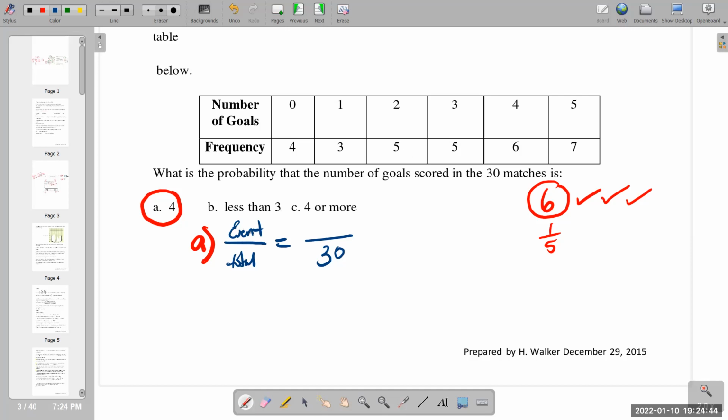And so we need to look at the event that we need to focus on. And they ask us for 4 goals. How much is 4 goals? 4. So we're going to look for 4 goals. 6 times they got 4 goals. So it's going to be 6 out of 30. So you guys were close, but CXC would not give that to you as correct if you put 6. And so we know here that this is the same thing as 1/5. So your answer is 1/5. Everybody see that? We're learning.